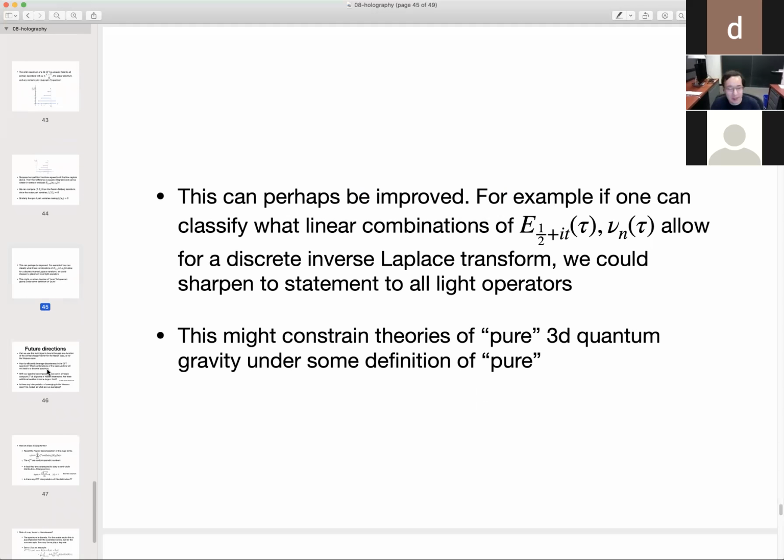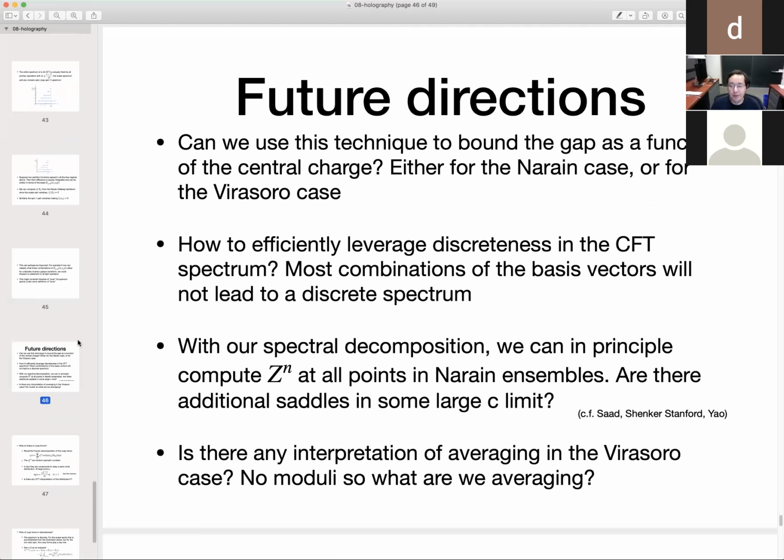Okay, I think I'm a little bit out of time, so let me just take one more minute or so and discuss possible future directions, and then I'll end and take questions. So I think some interesting directions are the following. I think it would be very interesting to use this new technology to try to bound gaps as a function of the central charge, either for Narain theories as a warm-up or for the more interesting Virasoro case.